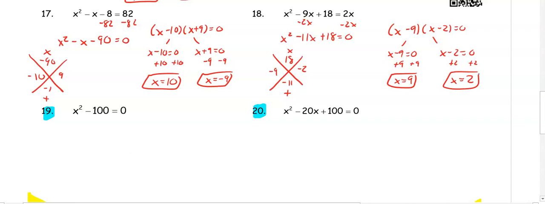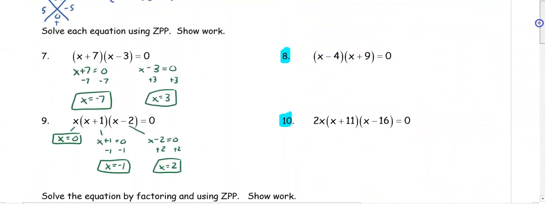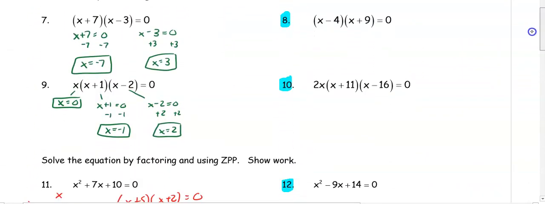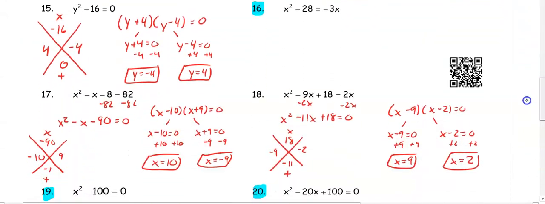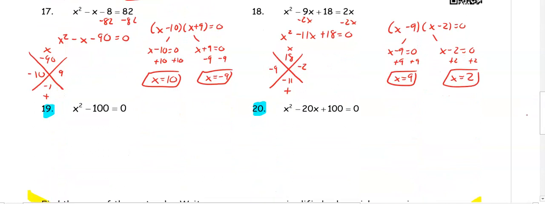So you are then going to complete 4, 6, 8, 10, 12, 16, 19, and 20, and then you're going to take a picture and submit it on Canvas.